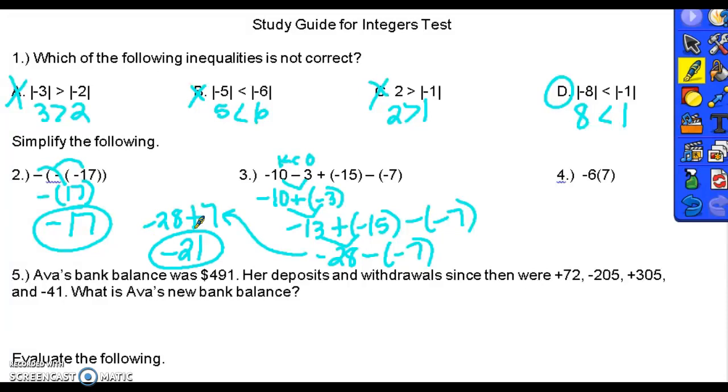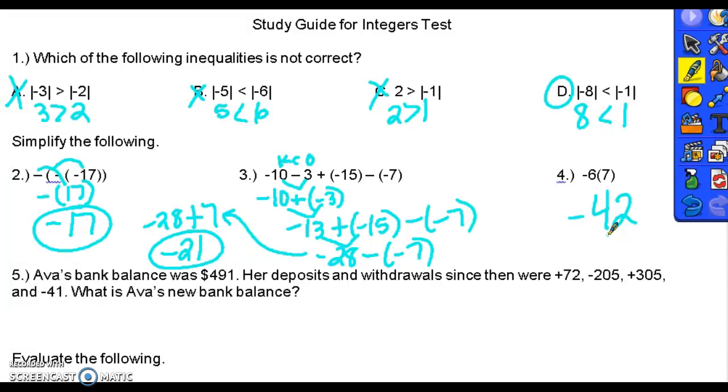Number 4, -6 times 7. 6 times 7 is 42. And a negative times a positive is negative. Ava's bank balance was $491. Her deposits and withdrawals since then were: she deposited 72, withdrew 205, deposited 305, withdrew 41. What is her new balance?